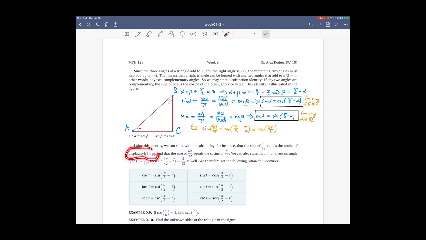This here is, of course, a typo. This needs to be 5 pi over 12.